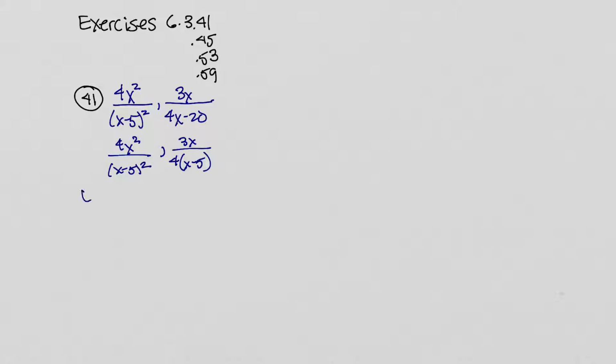I think the LCD is going to be, we're going to have that 4, that appears as a factor. And then we're going to have an x minus 5, but now over here it appears to the second power, over here just to the first. So if it appears more than once, we use the one with the higher power. So there's our LCD.